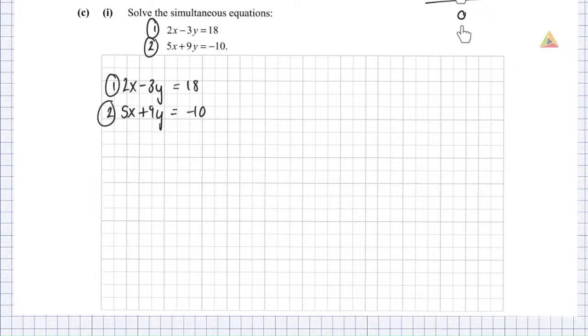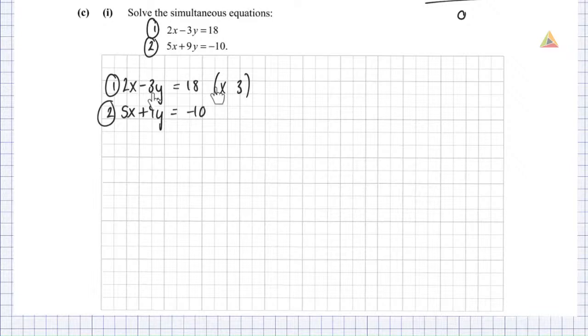So how do we make that a minus 9y? Well, we'd multiply it by 3. Now remember, you need to multiply the whole line by 3, not just the minus 3y. So we're multiplying all of this line by 3. So I'm going to put that in brackets.